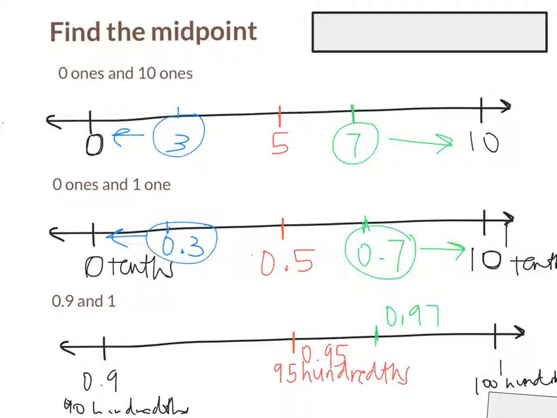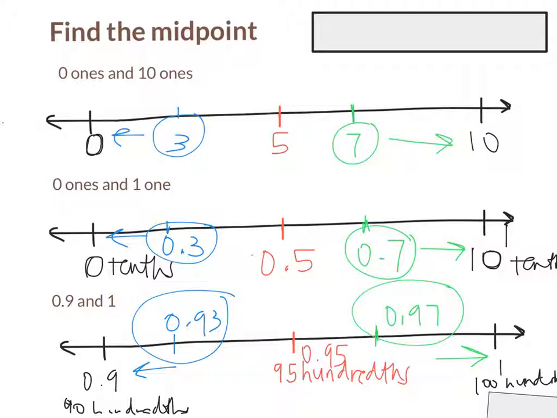Okay. 97 hundredths would be right about here. And so is it closer to 100 hundredths or 90 hundredths? 100 hundredths. So 97 hundredths rounds to 100 hundredths or 1. Similarly, if we had, let's say, 93 hundredths, do you agree that it would be right around here? Which end of the number line is it closer to, 90 hundredths or 100 hundredths? 90 hundredths. So 93 hundredths rounds to 90 hundredths or 9/10.